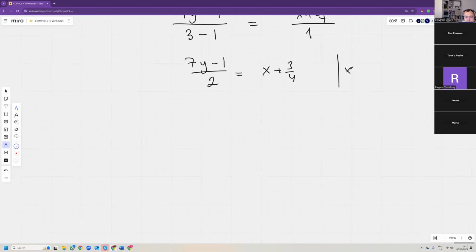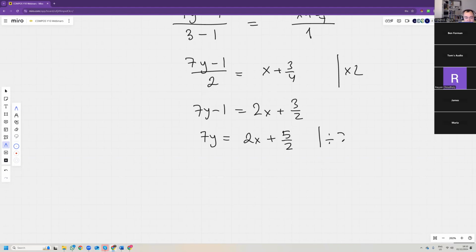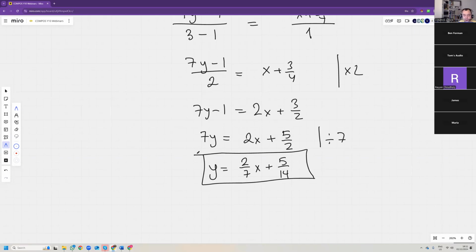Times the whole thing by 2. You get 7y minus 1 equals 2x plus 3 over 2. 7y equals 2x plus 1 plus 3 over 2, that's 5 over 2. Divide the whole thing by 7, you get y equals 2/7 x plus 5/14. That's it. That's the equation. So hopefully that makes sense.